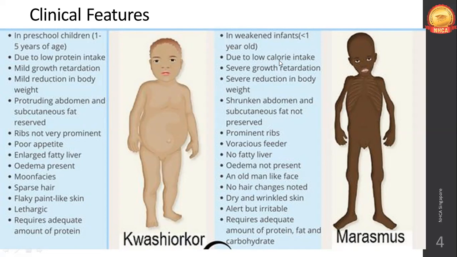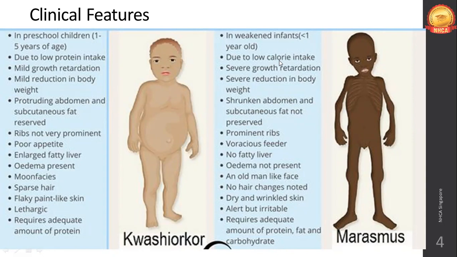Mild growth retardation will be there, not severe, but in marasmus you will see severe growth retardation. Mild reduction in body weight, but swelling is there, a protruding abdomen because of swelling, ascites. Subcutaneous fat is reserved. The child does not lose the fat. Ribs are not prominent because swelling may overlap them. Poor appetite. In marasmus, the child is very hungry. In kwashiorkor, the child does not have hunger.